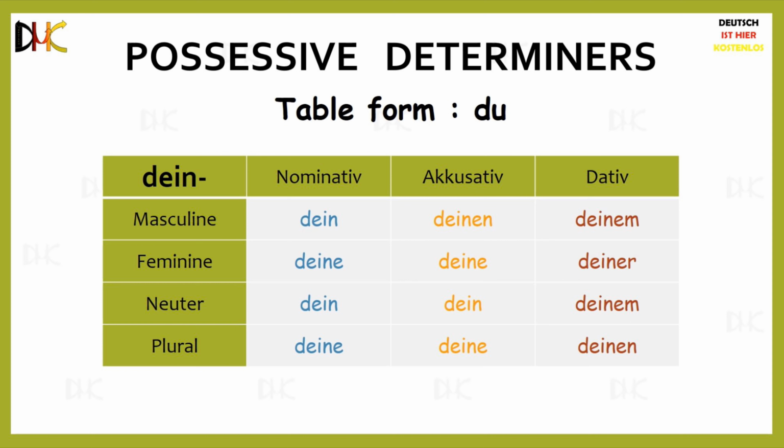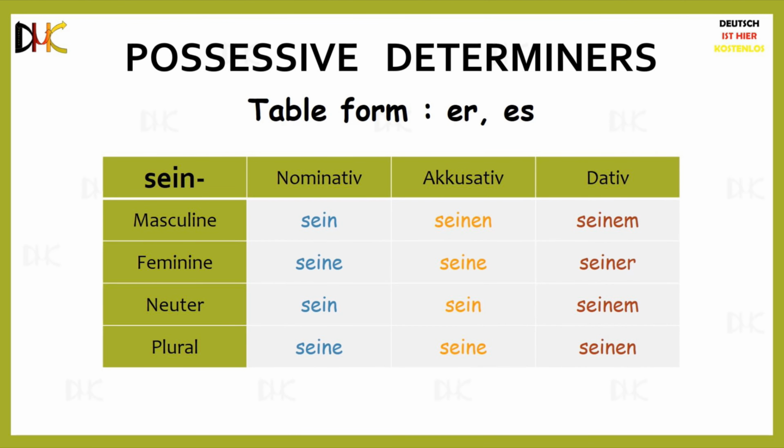The possessive determiner of du is dein. You only replace the base determiner with the new one. So if you replace mein by dein, you get the entire table for dein. I am not going to go through each of these individually because it is too straightforward.